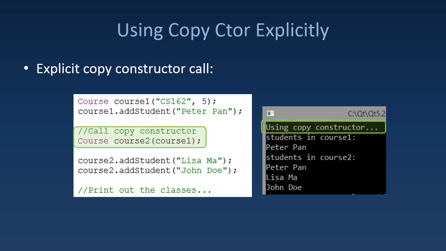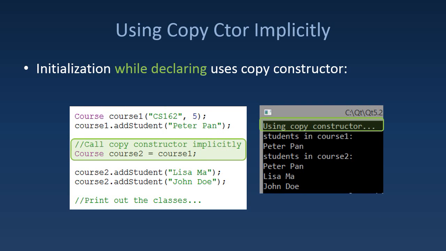Right, and this copy constructor, just to review, it calls like this. If I have course 1 and I say make me course 2 and pass it course 1, we use the copy constructor. We can also get the copy constructor if we initialize as we declare. So this, even though it looks more like assignment, will use the copy constructor. I'll get this message, assuming I have that in my custom copy constructor. I have a cout there.